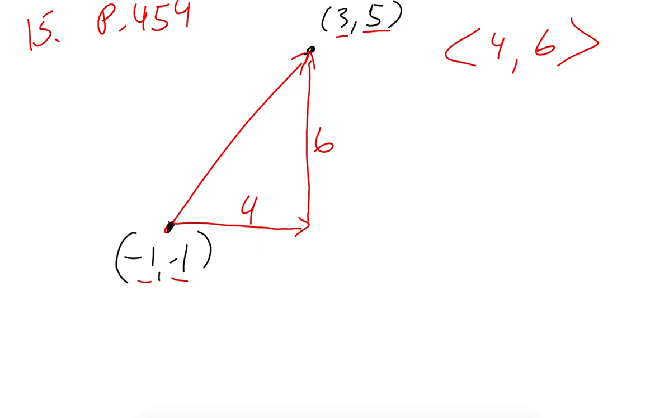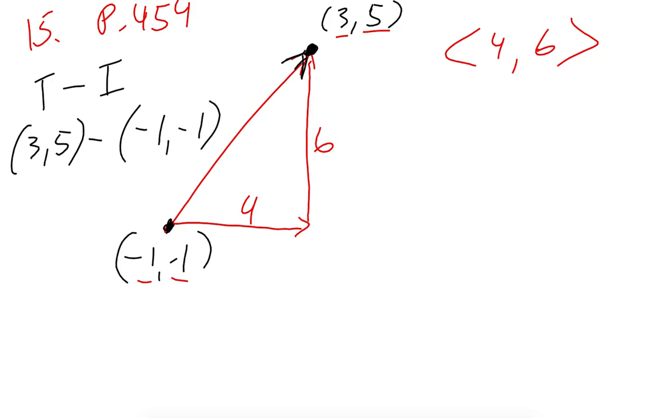If you're a formula person, you can take the terminal point minus the initial point. So the terminal point is this one. The initial point is this one. And we call this a terminal because that's where the arrowhead is. Okay? So you can take 3, 5 minus -1, -1. And I always got to say this isn't proper math. You can't subtract a point from a point, but it works for vectors, okay?